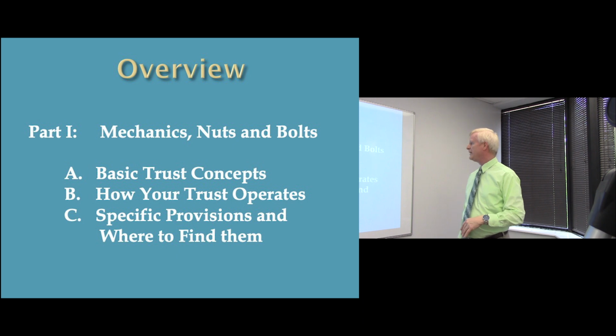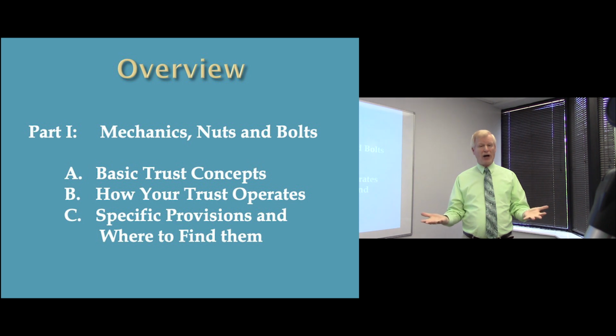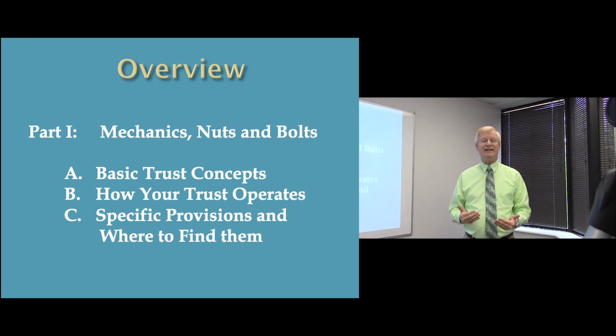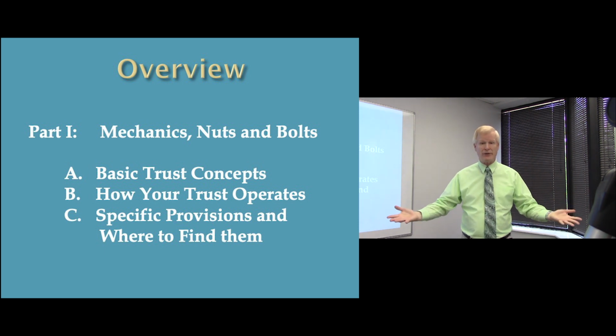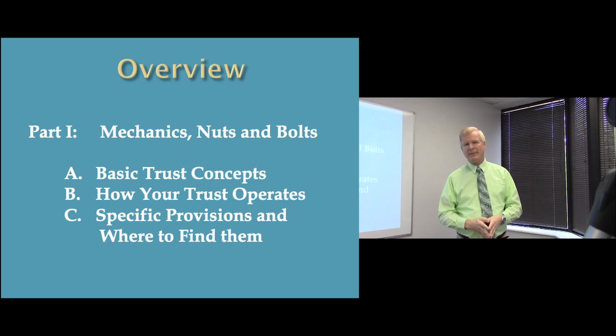All right, let's start with the mechanics and the nuts and bolts of how a trust operates. We're going to be talking about basic trust concepts. We're going to be talking about how the trust operates. You as a client need to be refreshed on this because we walked you through that at the design meeting and at the signing meeting when we delivered all your documents to you. But you still often need a refresher. And then for the family members who might be successor trustees or just beneficiaries, it's important for you to understand how this works as well. And then we want to talk about some specific provisions and where to find them in the document.